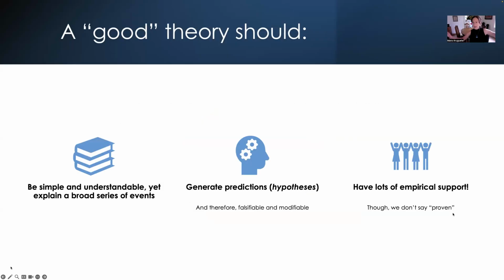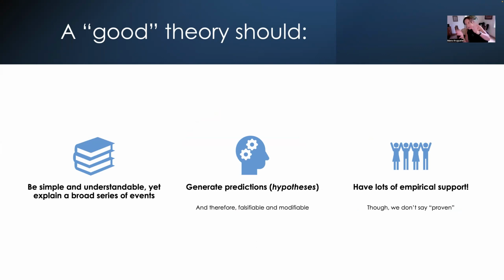So that goes back to what makes a good theory. Number one, it should be simple and understandable, yet explain a broad series of events. So notice I talked about disease theory. I talked about psychodynamic theory. I can explain those in one sentence. Now, there's more to it for sure, and we'll get into that in this class. But it's basically simple, and pretty understandable. Hopefully for you. I don't know. I'm hoping so in the way that I explain it.